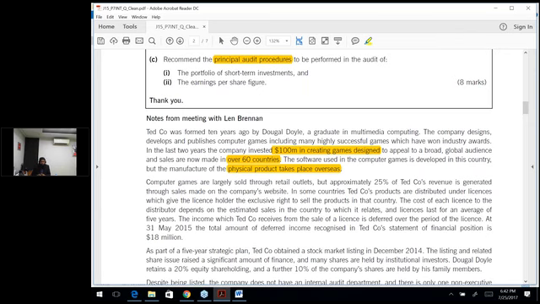So now if I talk about it in this specific scenario, number one is the 100 million investment in creating the games. In the last 2 years, the company has invested 100 million in creating the games. Number two is that the sales are now made in over 60 countries. And the third one is that the manufacture of the physical product takes place overseas.